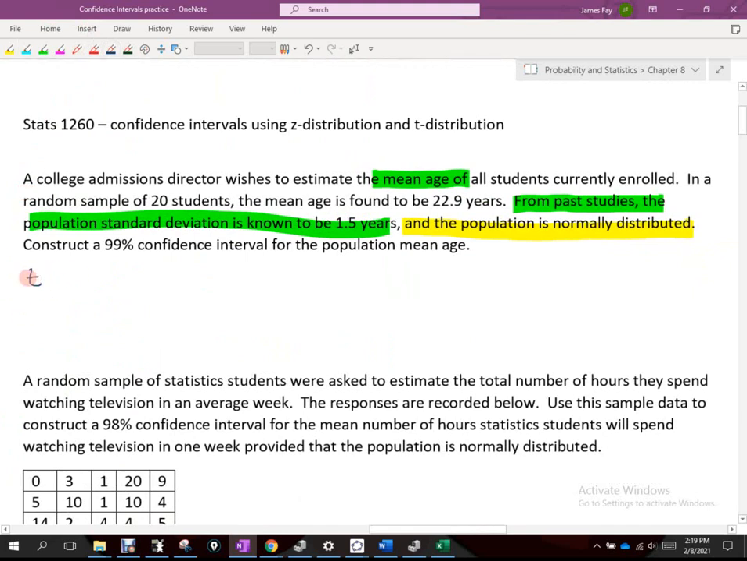So I'm going to write down here what the margin of error is for using a Z distribution. It's Z of alpha over 2, and then sigma divided by square root n. And then our interval will be x bar, our point estimate, minus the error, less than mu, less than our point estimate, plus the error.